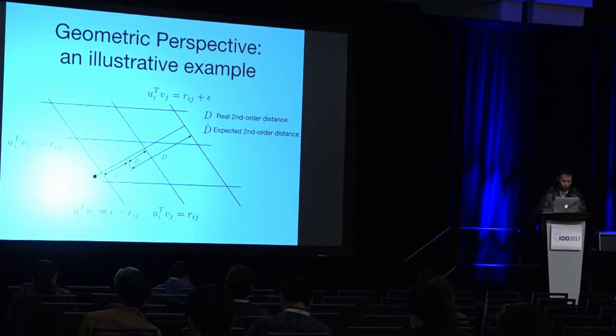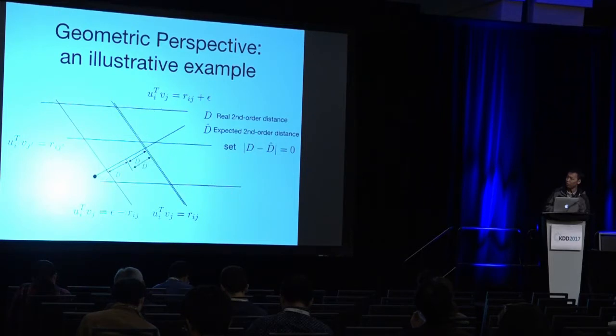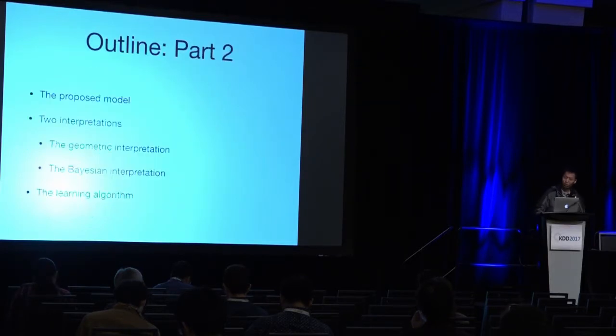Okay, then this is how the second order distance works. We actually can add a constraint that the d hat and d are close to each other, then the solution space can be reduced to a smaller diamond area. Okay, and then the Bayesian interpretation.